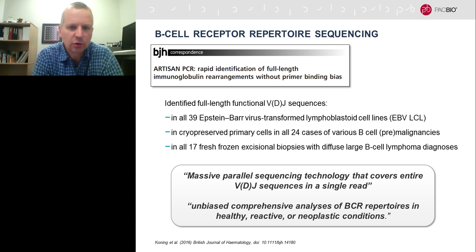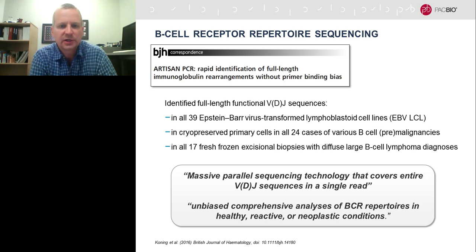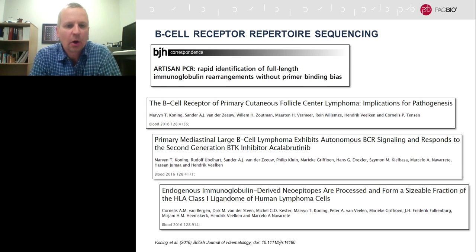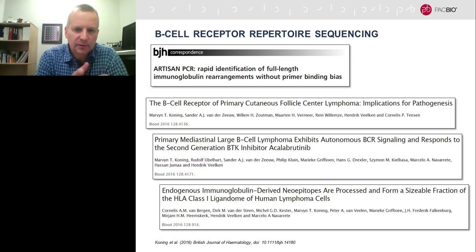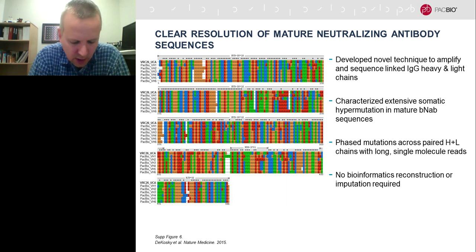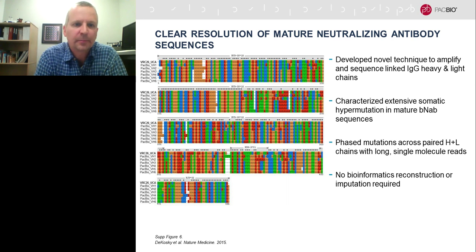And the authors in this paper conclude that the massively parallel sequencing technology afforded by PacBio covers the entire VDJ sequence in a single read and provides an unbiased, comprehensive analysis of these B cell repertoires in healthy, reactive, and neoplastic conditions. They have since gone on and applied this technique to a number of different types of lymphomas, and the references are shown here. So if you're interested in this, I would encourage you to look up these articles in the journal Blood.